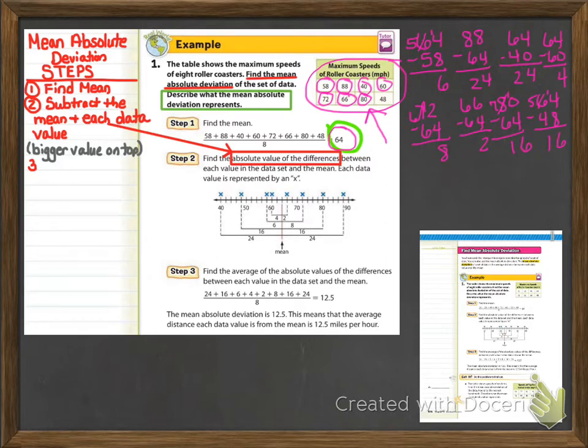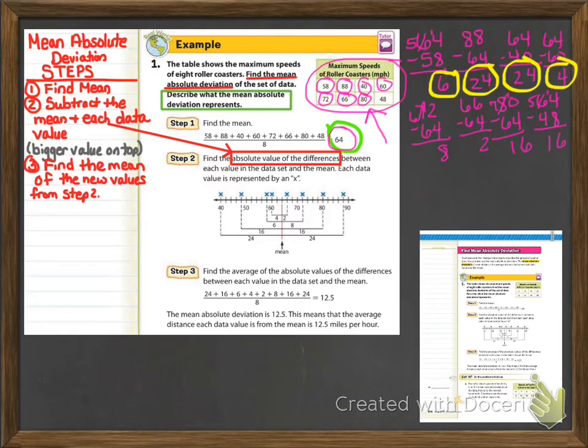So now that we have those numbers there, step 3, what you're going to do is find the mean of all these new values from step 2. Our new values from step 2 are these guys right here. We have our 6, our 24, the 4, the 8, the 2, 16, and 16. So they did this for us over here in step 3.